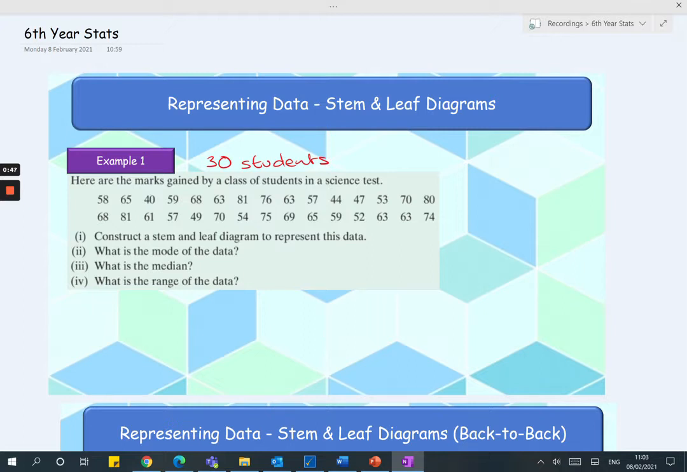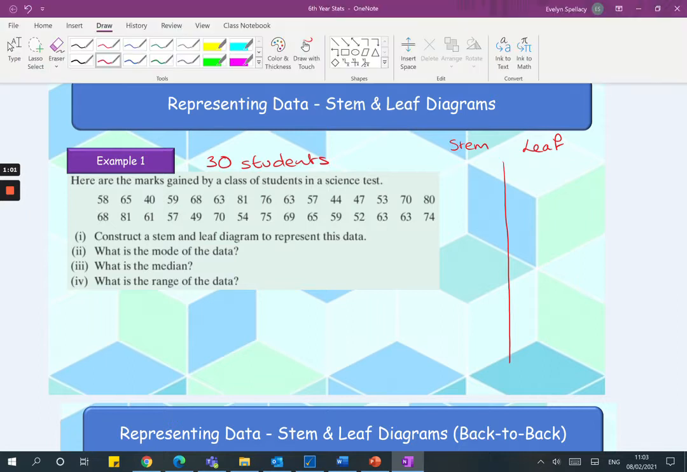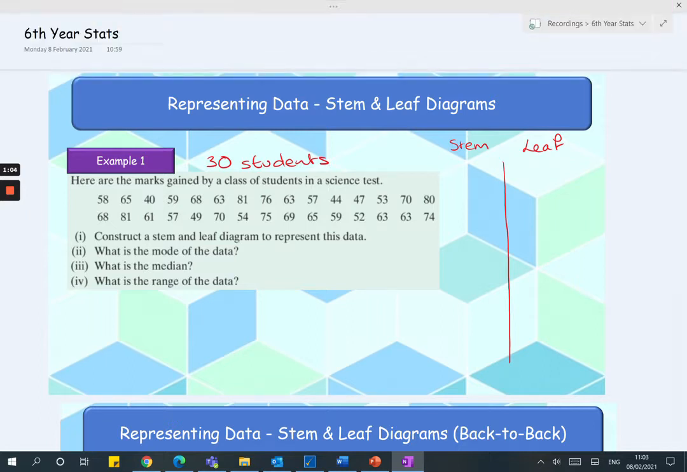Well, there is only one set of data, so I only need one stem and one leaf. So I draw a straight line down and I'm going to have a stem here and a leaf here. Now what I would see next is that the smallest piece of data, the smallest mark obtained, seems to be in the 40s. So I need to start with my stem 4, 5, 6, 7, 8, 9, and there doesn't seem to be anyone above that. So we're going to start with the 40s, and I would underline all of my numbers in the 40s.